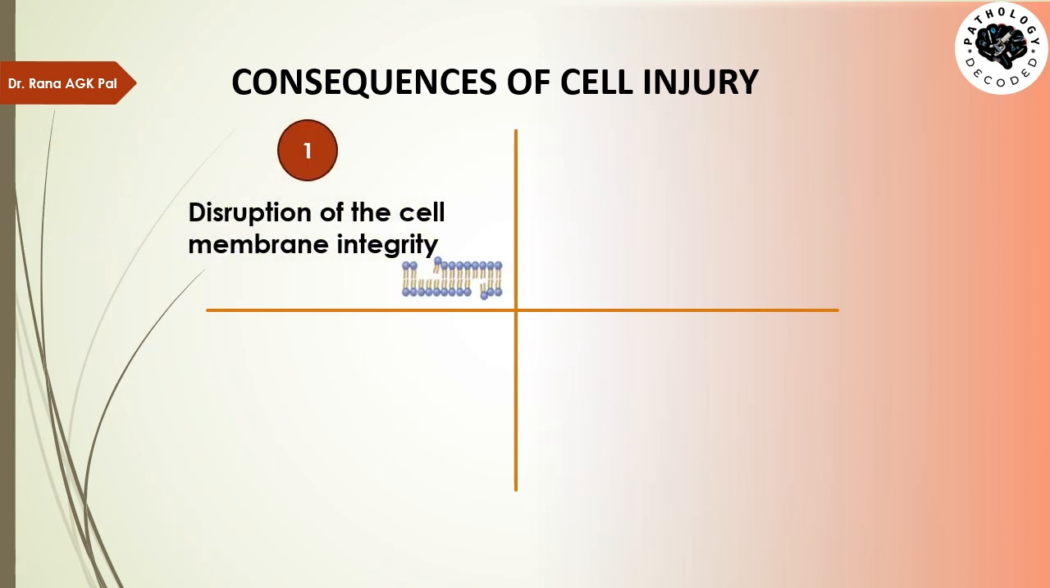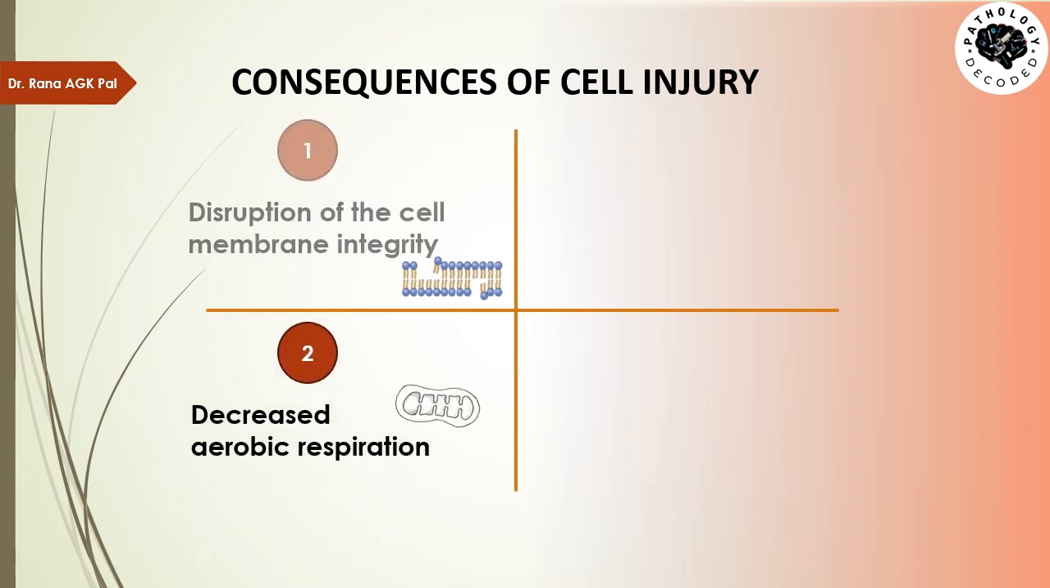The first one amongst them is disruption of the cell membrane integrity. The cell membrane of the cell is made of phospholipid bilayer, and when it gets disrupted, the cell faces electrolyte imbalance along with loss of various channels and pumps which are present in this membrane.